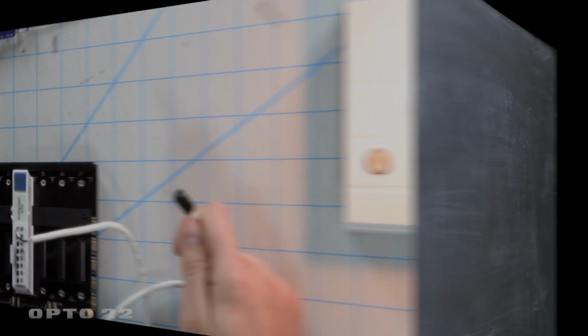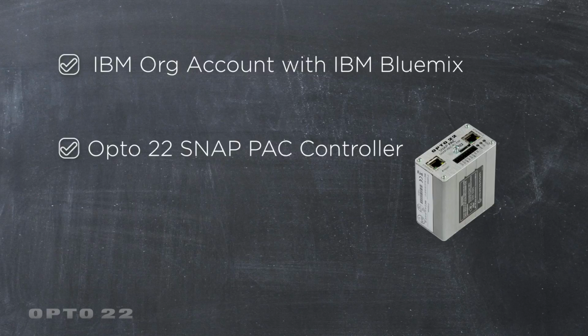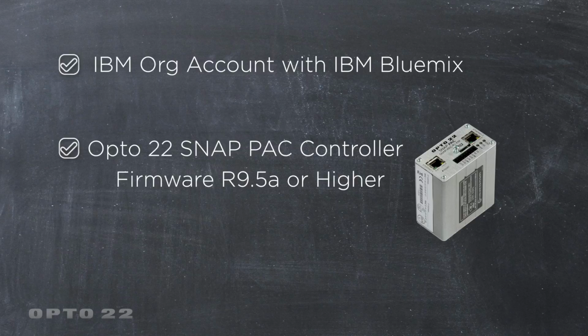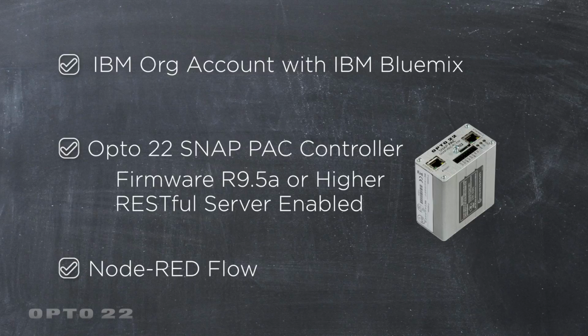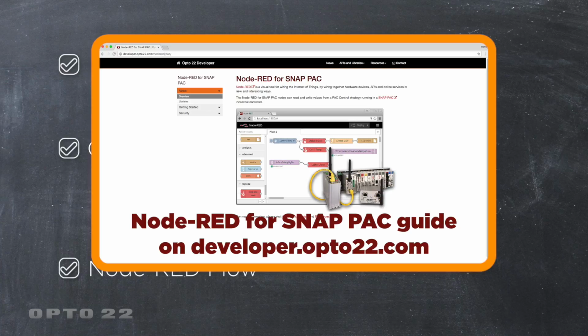Let's get started. First, we'll need an IBM.org account. Next, an Opto 22 Snap Pack controller running firmware version 9.5a or higher with the RESTful server feature enabled. Finally, you'll need Node-RED, either running on a computer, a Groovebox, or in the cloud, and network access to the controller. You'll also need the free Snap Pack Node-RED nodes. If you need help with the last two steps, see the Node-RED for Snap Pack guide found at developer.opto22.com.